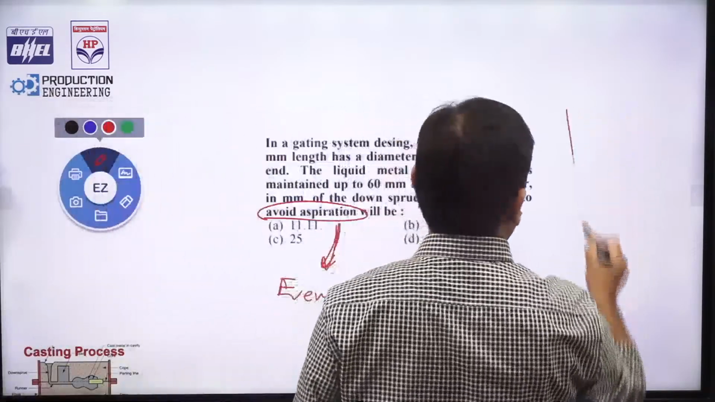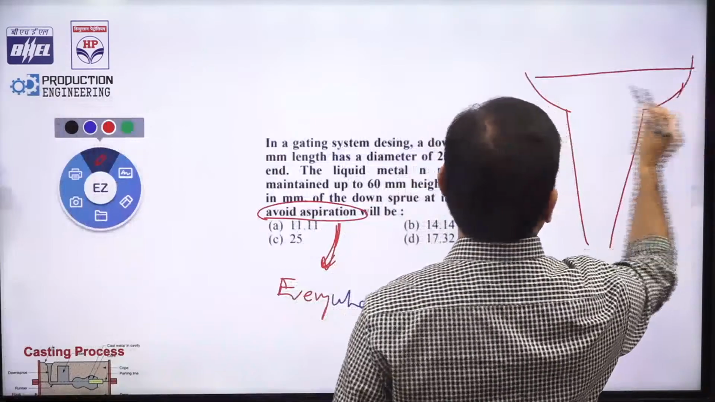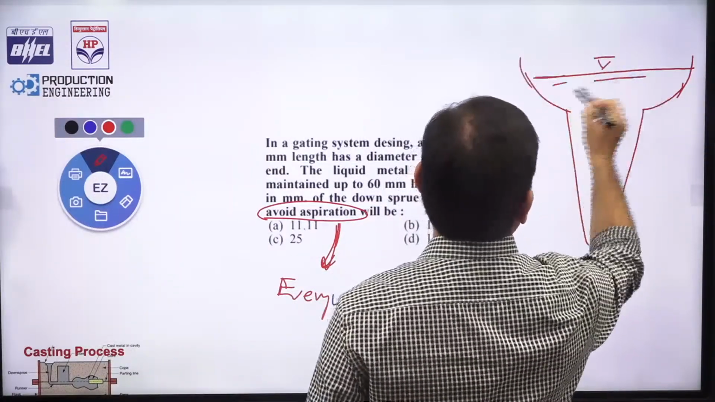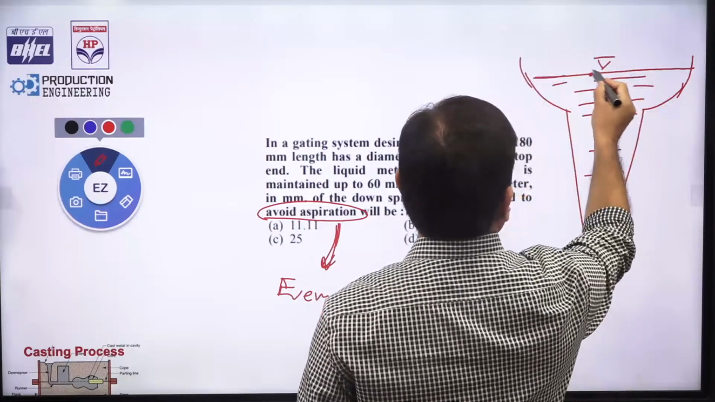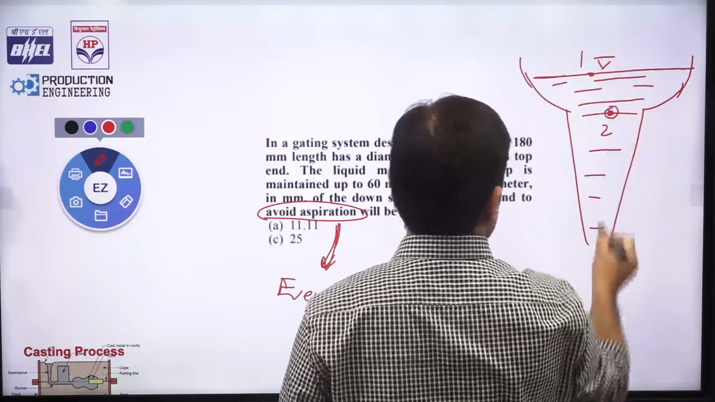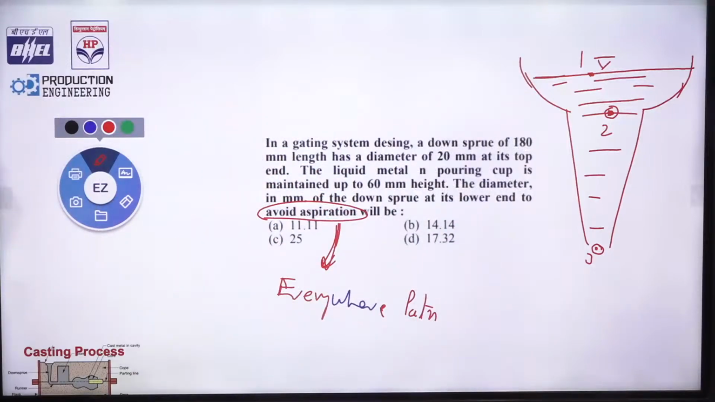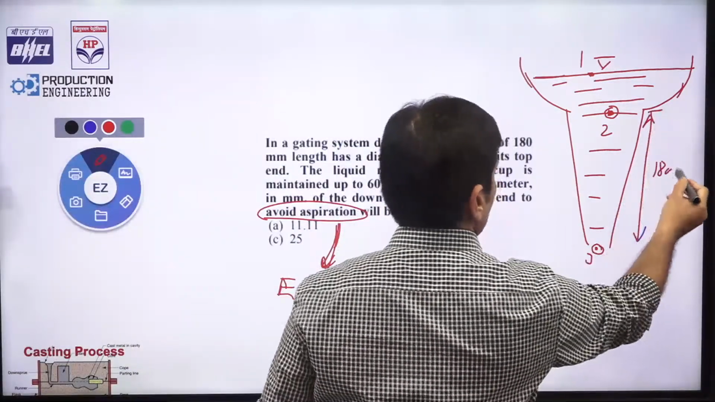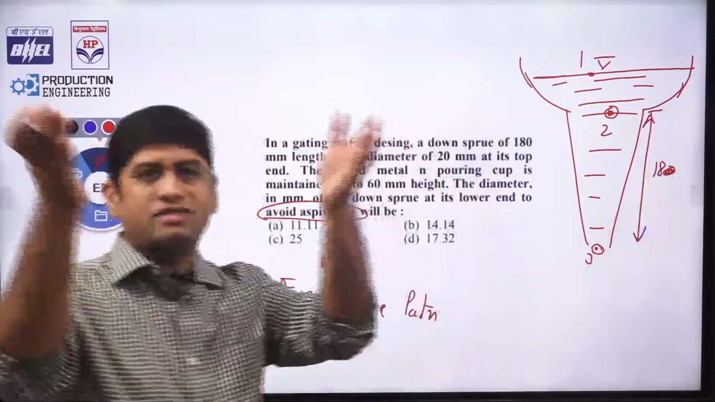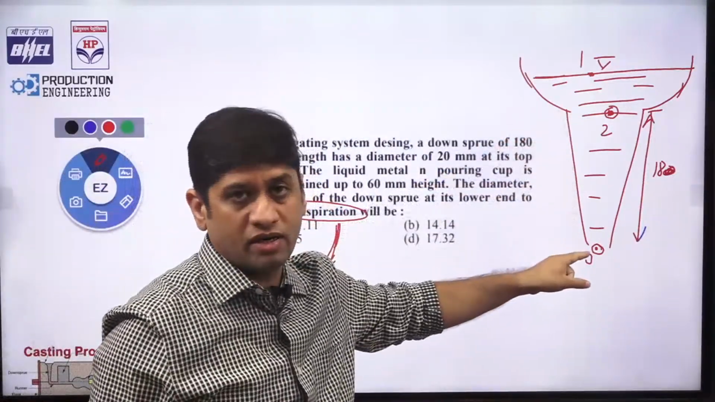So you know there's a down sprue, something like this. There's a pouring basin. Let us say this is the pouring basin, and then this is the sprue. Point 1 in the pouring basin, point 2 in the sprue, point 3 at the end of the sprue. So see the question. Down sprue of 180 millimeter length. So this particular is 180 millimeter. Sprue is pouring basin and then sprue. So the sprue height is given 180 millimeter, right?